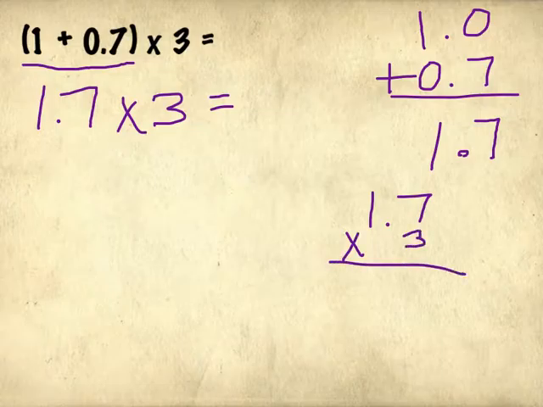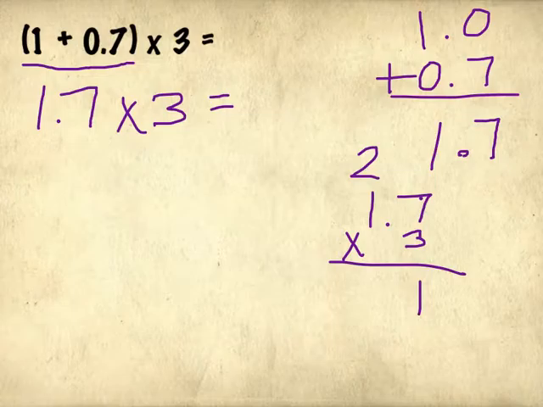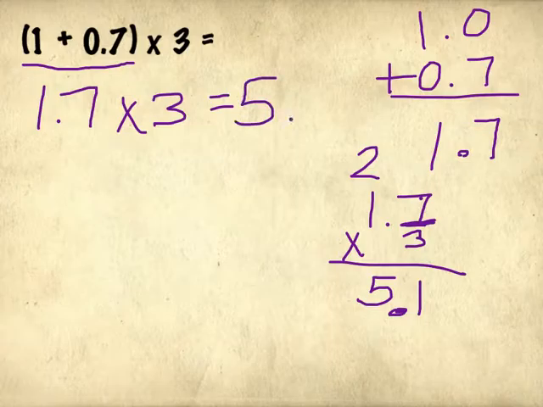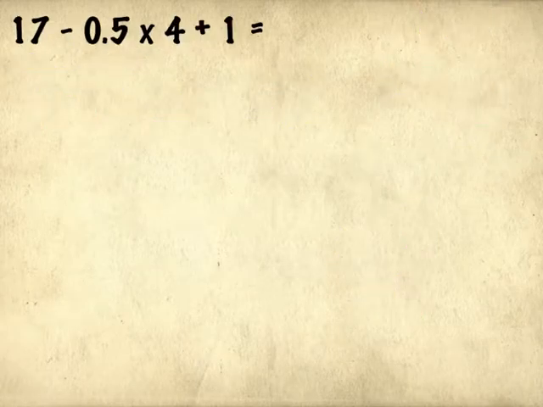1.7 times 3, 3 times 7 is 21, so I'm going to keep the 1 and carry the 2. 3 times 1 is 3, plus 2 is 5. And of course 1.7 times 3 is not going to equal 51. That doesn't make sense. I had one decimal place in my question, so I should have one decimal place in my answer. The answer is 5.1. So it works exactly the same as it would without decimals. Let's do another example here.